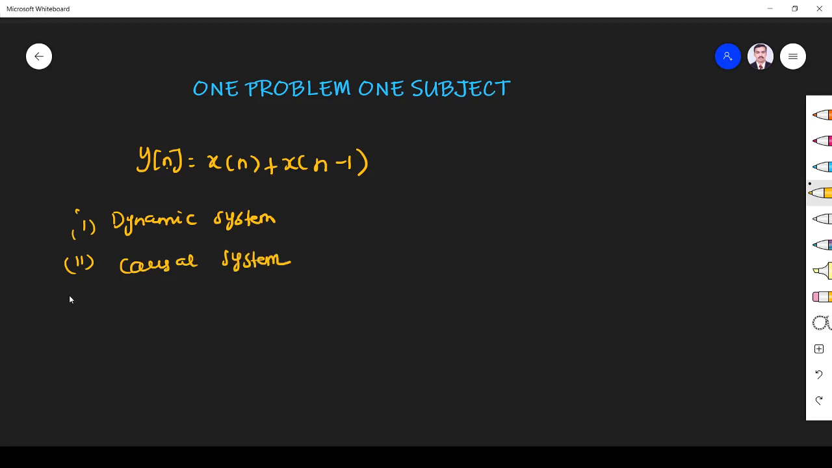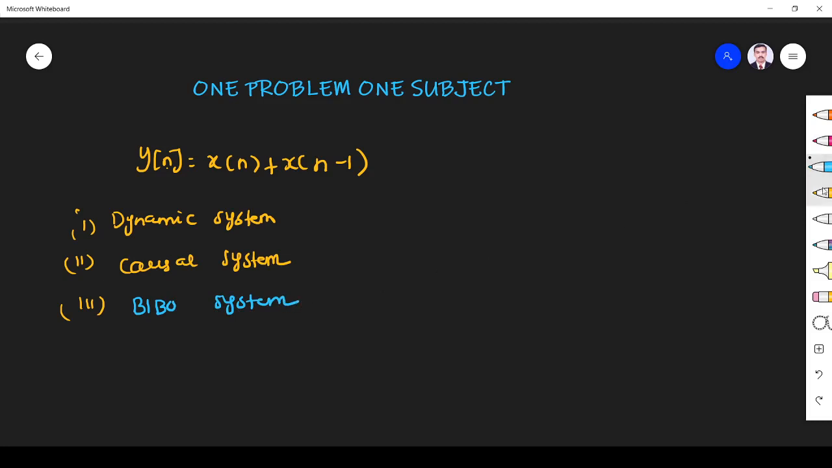Fine. Okay. Whether it is a stable system, yes. At any point of time, if you give a bounded input, suppose x of n is a bounded input, this is another bounded input. If you add bounded data, the output will also be bounded. So the system is a BIBO stable system.